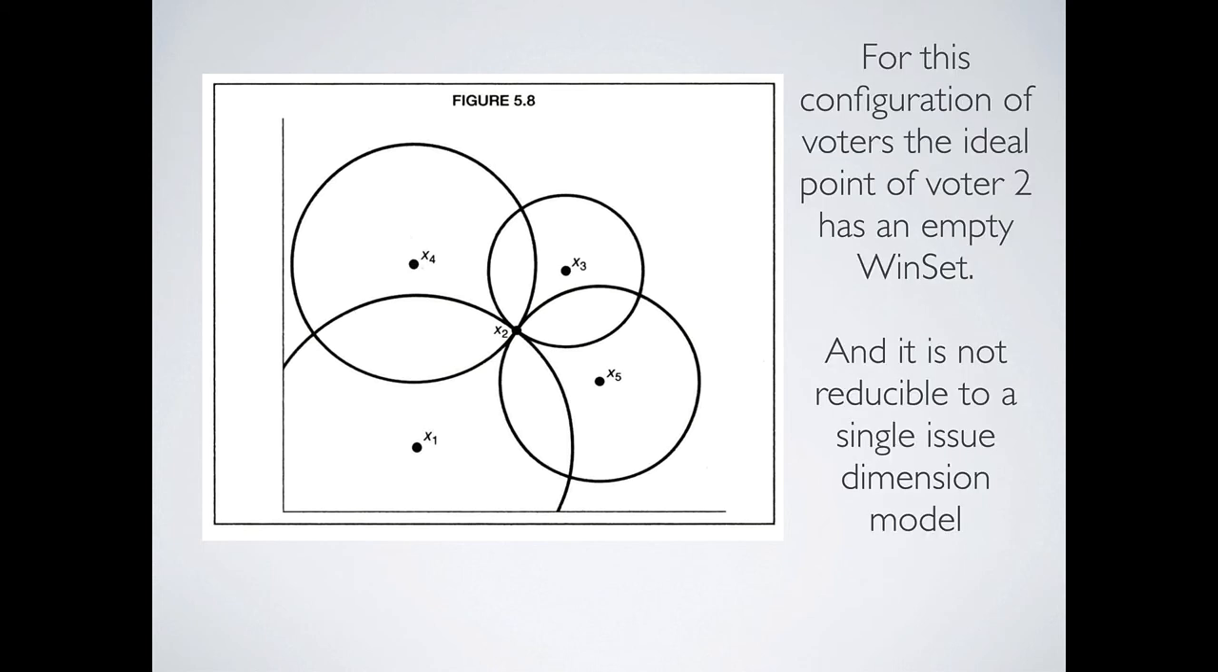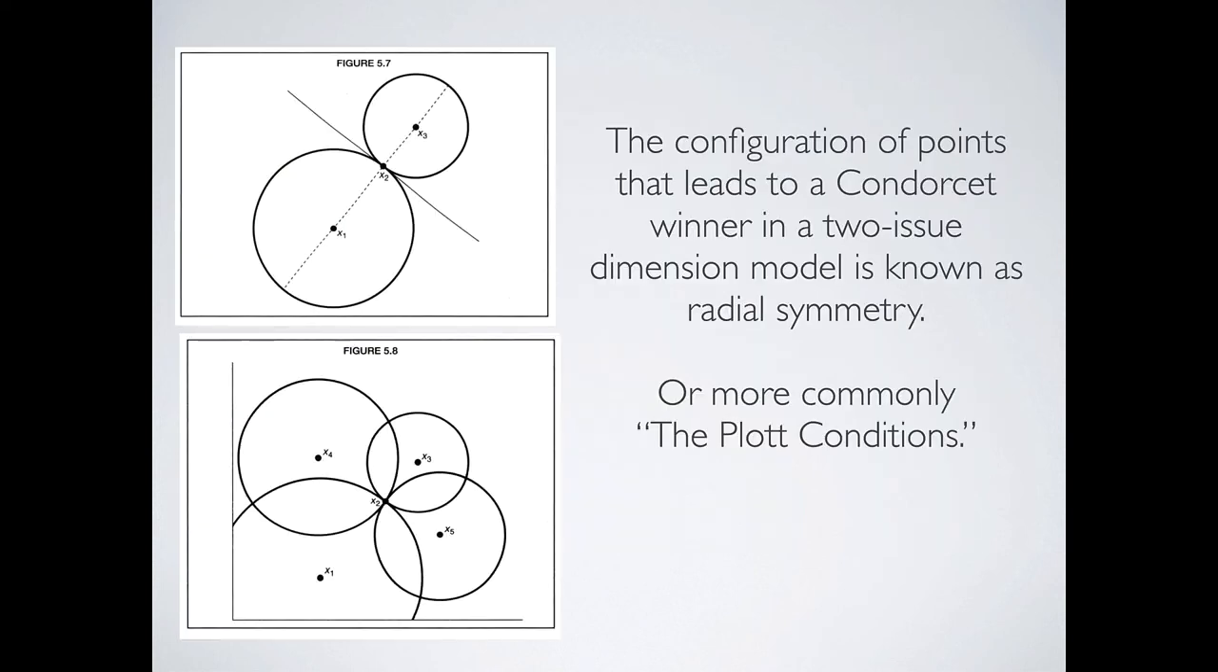So for this configuration of voters, the ideal point of voter 2 has an empty WinSet. And this is not reducible to a single issue dimension. This isn't like that trivial case I showed you a second ago. This is a true multidimensional situation, and yet there is an equilibrium point in pairwise majority rule. This configuration of points that leads to a Condorcet winner in a 2 issue dimension model is known as radial symmetry, or more commonly, the Plott conditions. Both of these situations meet the Plott conditions.